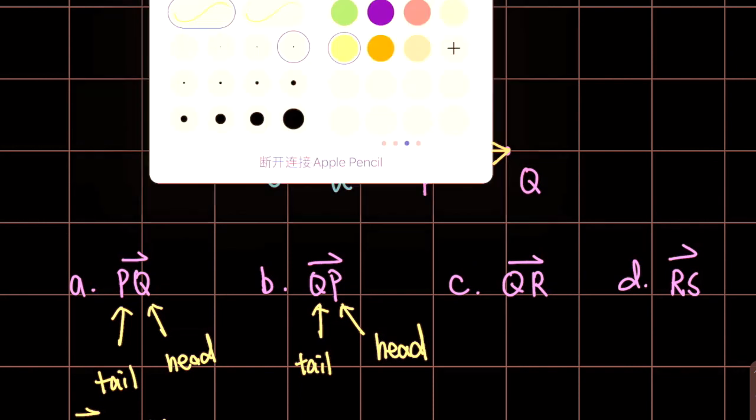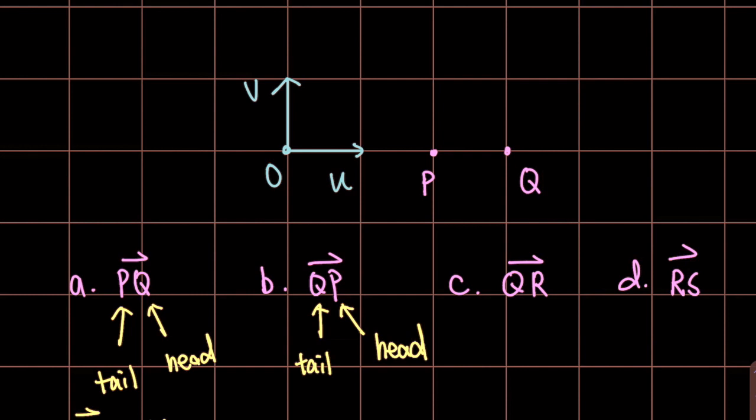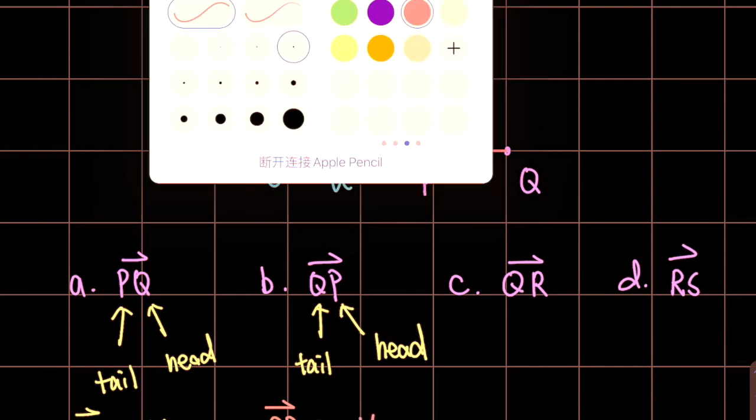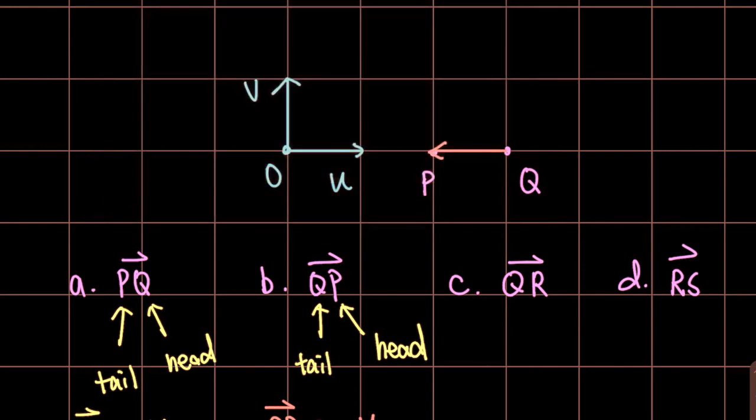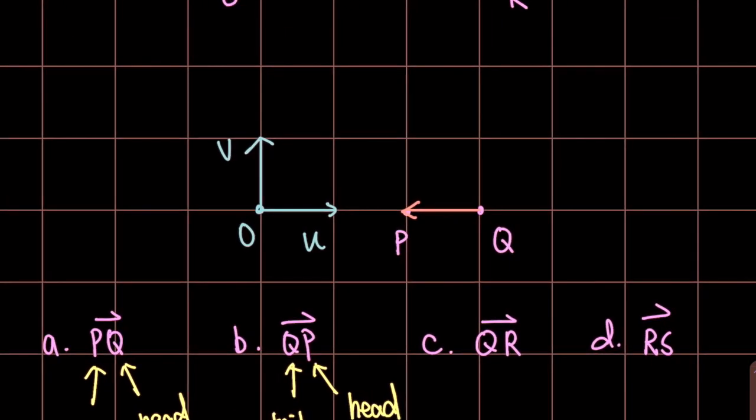And the QP is a different scenario. Let me show you first that the QP is from the Q to the P. That is a vector. It has the same magnitude as the u, but perfectly opposite direction to the u. So QP is negative u.